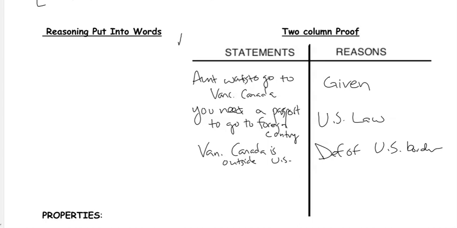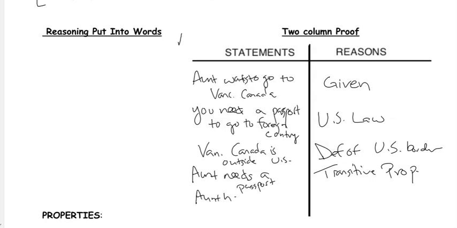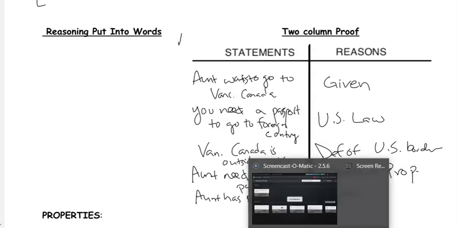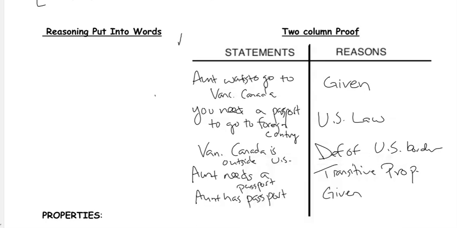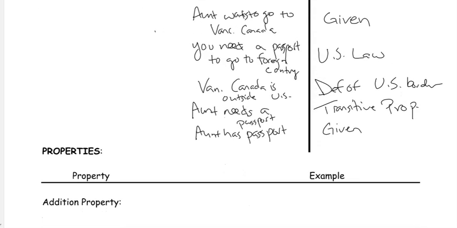Okay. What else do you know now? Aunt needs a passport. Okay. And that could be something called the transitive property. Okay. What else do we know? Aunt has passport. How do we know that? Given. Okay. So therefore, what do we know?